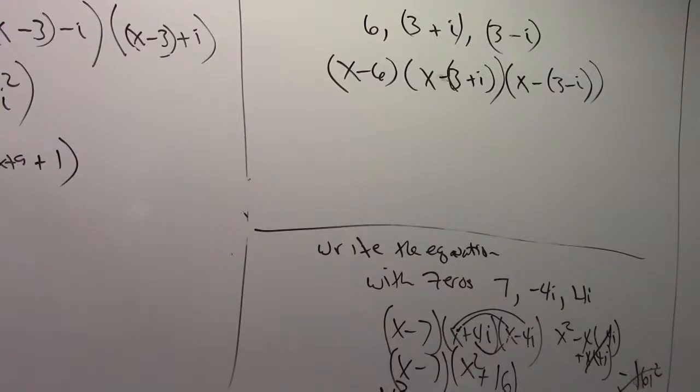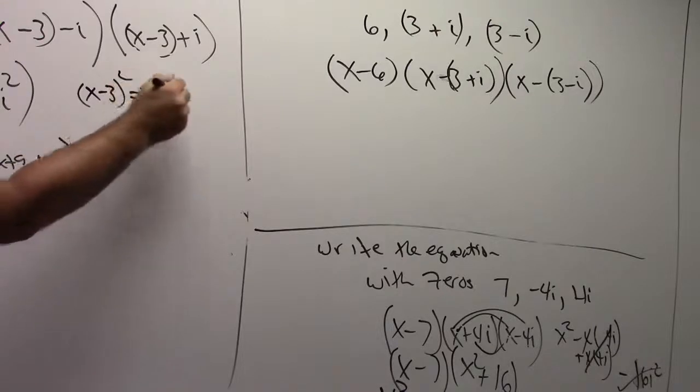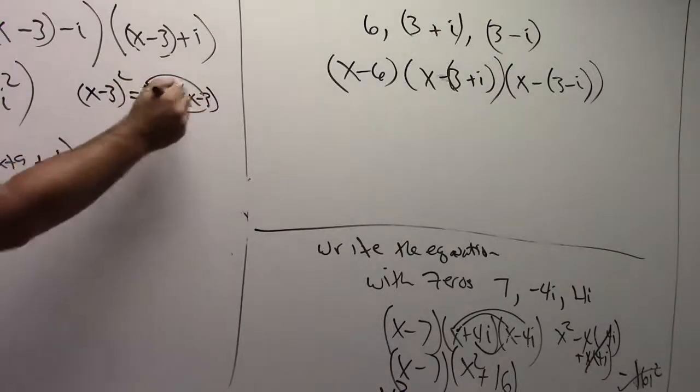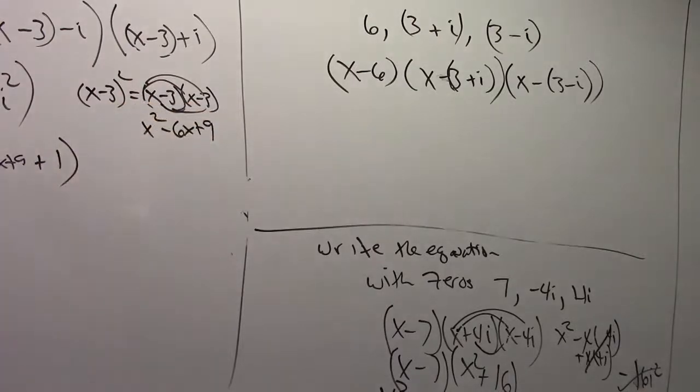See? This x minus 3 squared is x minus 3 times x minus 3. x squared minus 6x plus 9. i squared we know is negative 1. Negative 1 becomes positive 1. Okay. Right? Now what we have is x squared minus 6x plus 10.